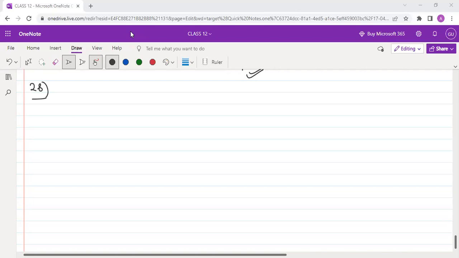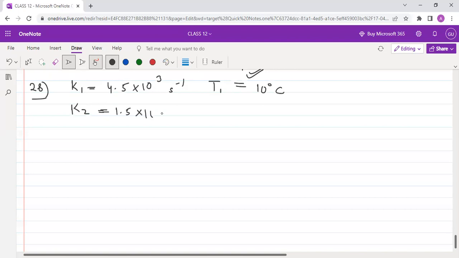It is the decomposition of A into a product, and the value of rate constant is given. So K1 is equal to 4.5 into 10 to the power 3 per second, and K2 is 4.5 into 10 raised to 3 per second. The temperature is given in degrees Celsius. Have you converted the temperature into Kelvin? I told you to take the temperature in Kelvin. Convert 10 degrees Celsius into Kelvin.